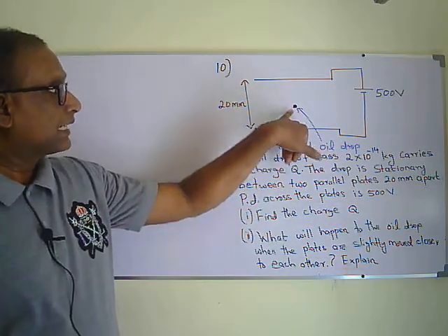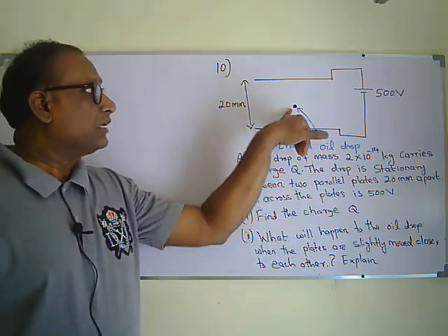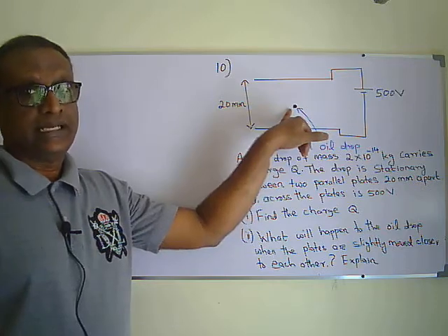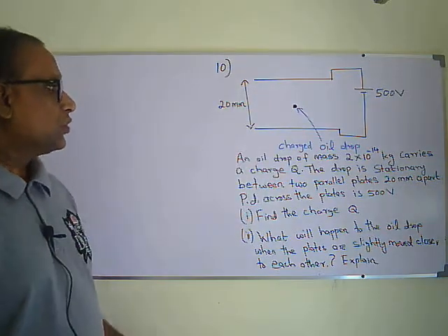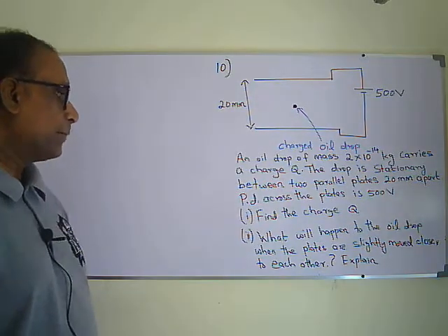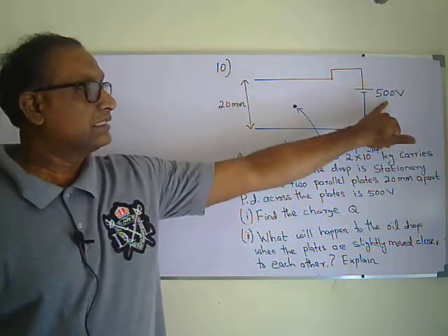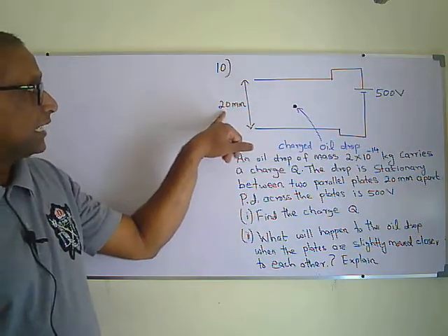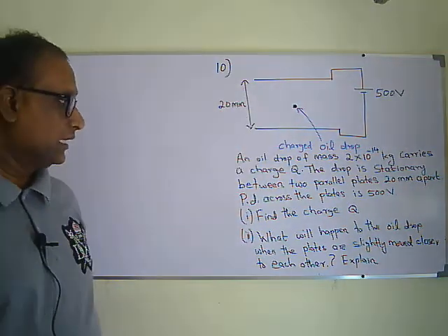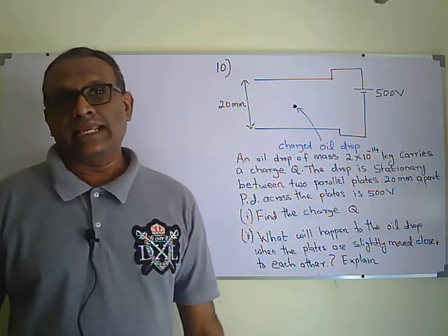So a charged oil drop is floating in the region between the parallel plates, right? They are giving the mass, that is 2 into 10 to the power minus 4 kilogram. And the potential difference across the plates is given as 500 volt and the plates are 20 millimeter apart. Okay, so the first part, find the charge Q.